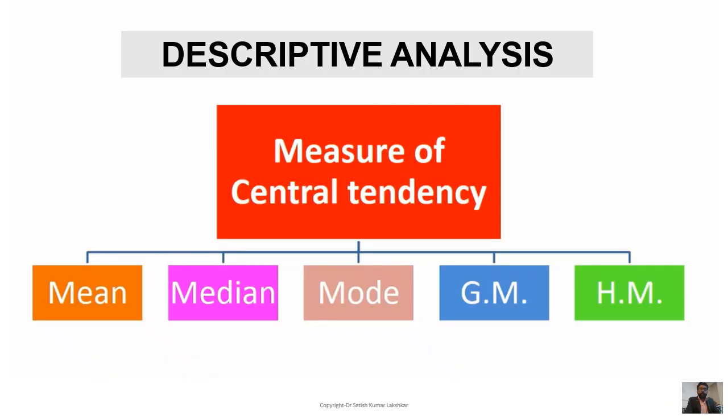When we talk about descriptive analysis, generally this is defined by measures of central tendency. Now, in measures of central tendency, we will talk about mean, median, mode, geometric mean, harmonic mean. So these are the different types of mean, and we'll discuss them.